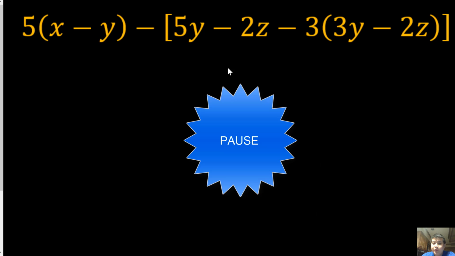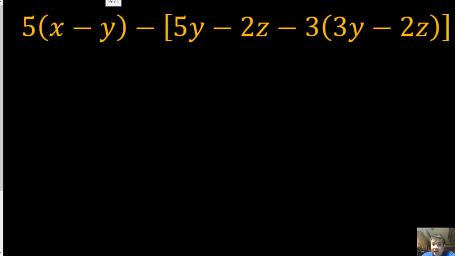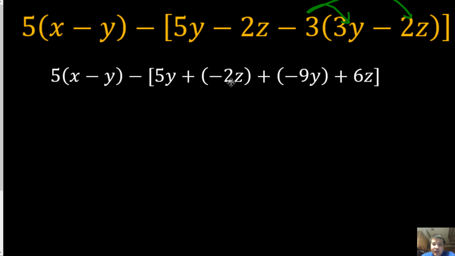Go ahead and try this one out on your own. Here, inside this bracket, we have a subtraction and multiplication. Inside these parentheses, again, no like terms, so we cannot combine them. So we're going to go ahead and do our multiplication by distributing negative 3 into both of these terms. What we get is negative 9y and 6z.